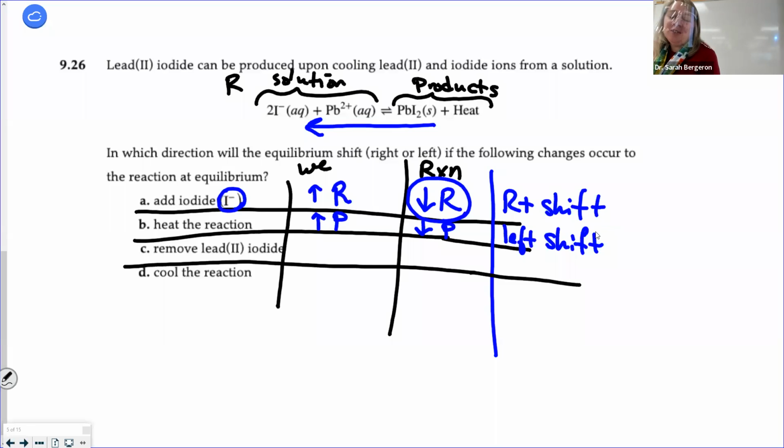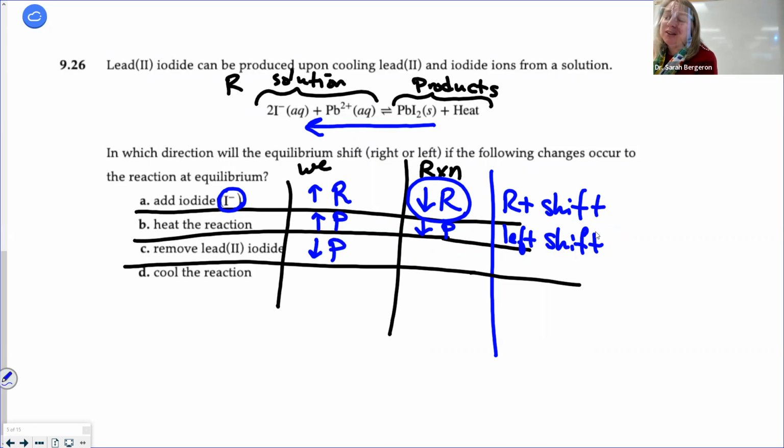Okay, so what do you get for C? What did you do to the reaction to stress it? You removed lead 2 iodide. Is lead 2 iodide a product or a reactant? It's a product. So we removed it. Did it go up or down? It went down. So the reaction is going to do the complete opposite.